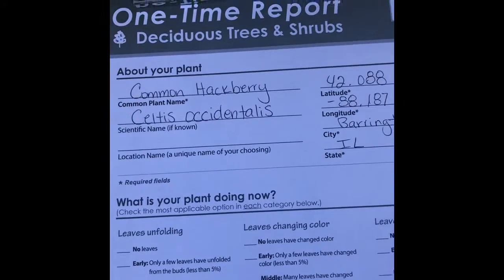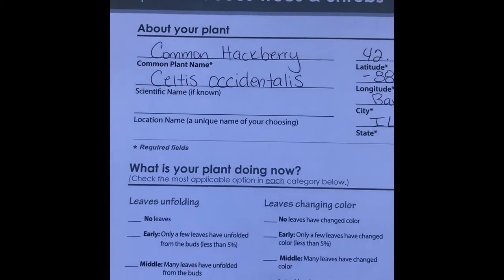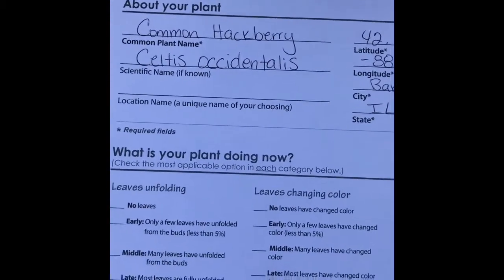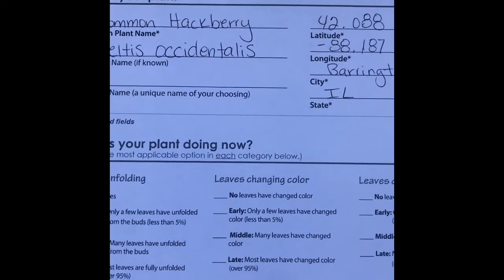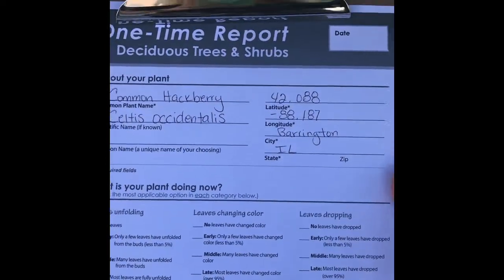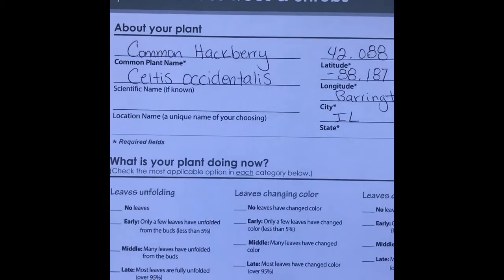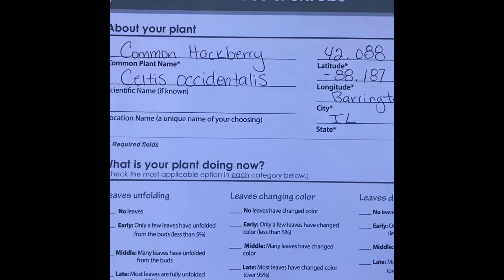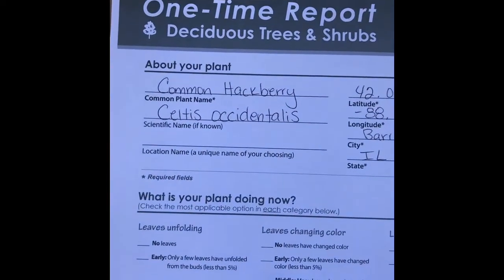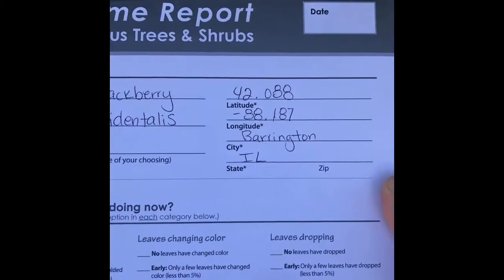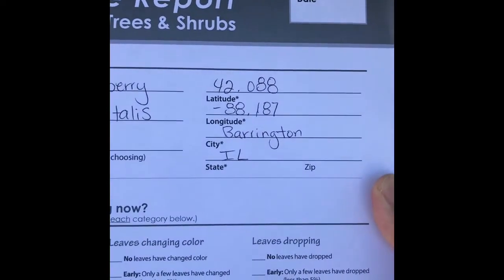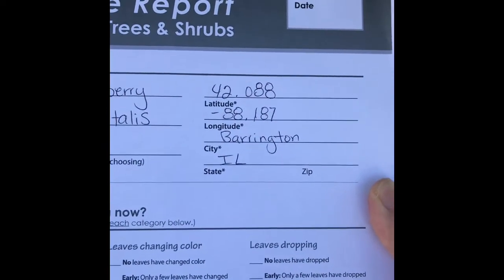Once you know what you're looking at, you can go ahead and start to fill out your observation form. This is the form that I have posted for you all online. You can print this out, or you can just grab a piece of paper and write this information down too. So this is a common hackberry. If you really want to look up the scientific name, you can, but you don't have to. The important things here are the common plant name and where you are. So your lat, your long, and your city and state.